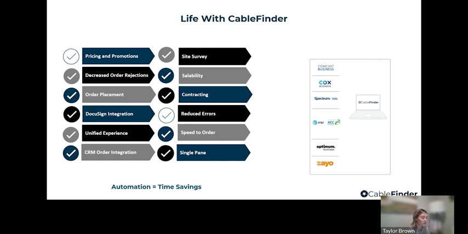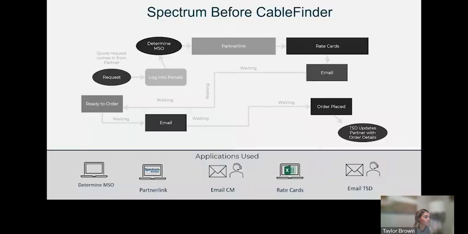We've got a DocuSign integration. We've recently had some DocuSign enhancements as well that I'll go over. For some of the TSDs, we have a CRM order integration. So, for example, if you're doing it in CableFinder, you might also then see it in the TSD's RPM or Salesforce or something like that. You can launch site surveys. Again, generate contracts, and really it's just that speed to order. I like to say you can place your orders as fast as you can type sometimes.